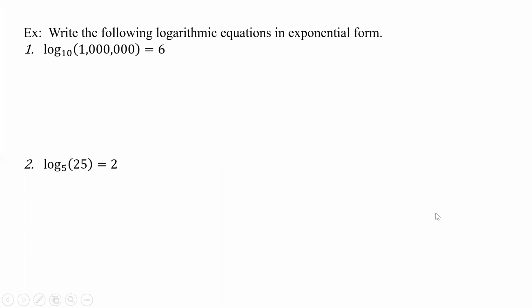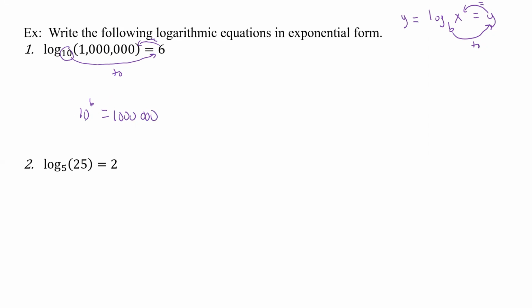And so let's go ahead and write these logarithmic equations in exponential form. Now remember, we had y equals log base b of x, and we said it was b to the y equals x. And so that's how we're going to do it here. We're going to take 10 to the 6th equals 1 million. Does that make sense? Yeah, 10 to the 6th is 1 million.